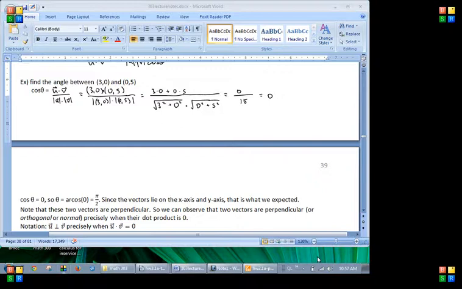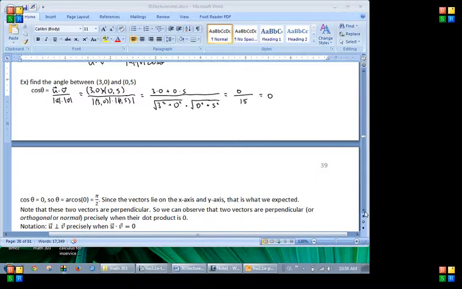Well, the cosine of that angle is still 0. Cosine of positive pi over 2 and cosine of negative pi over 2, that's still 0. So for any kind of perpendicular, the cosine will be 0 and the dot product will be 0.